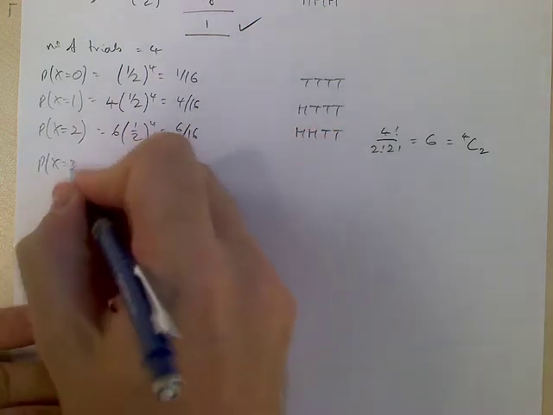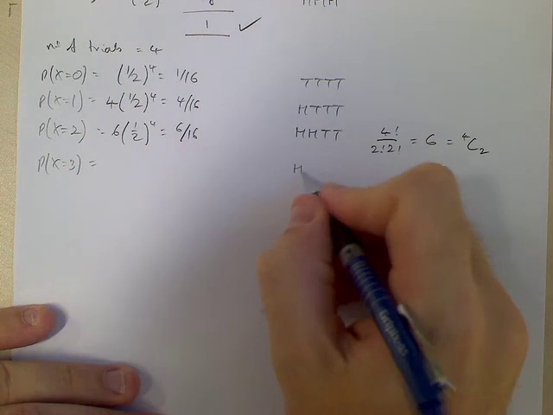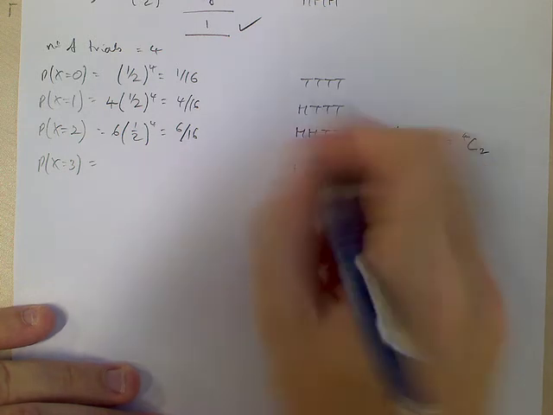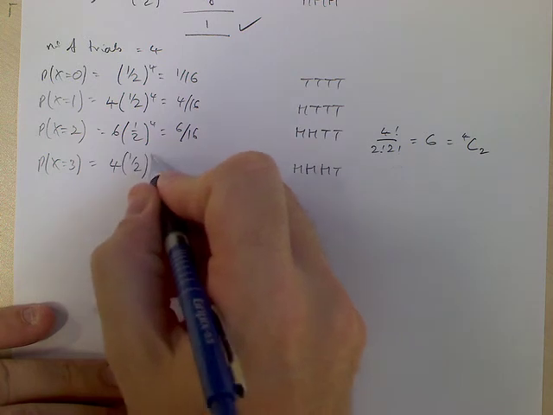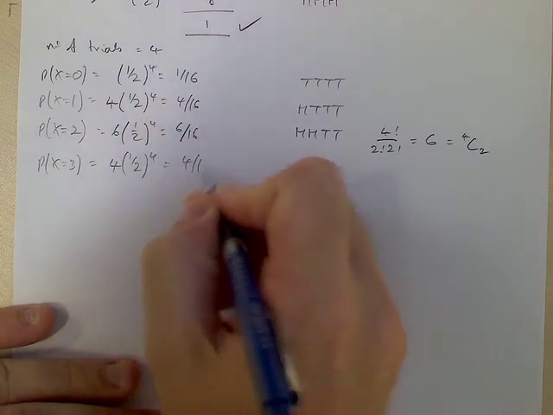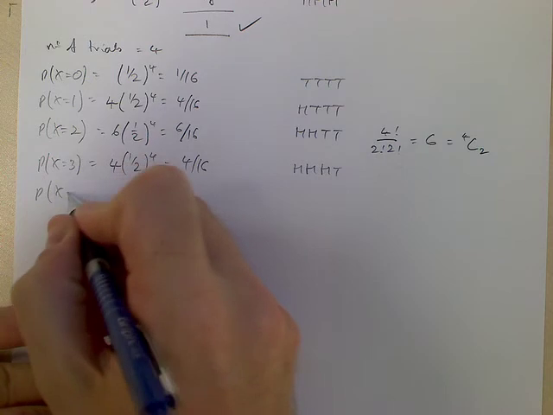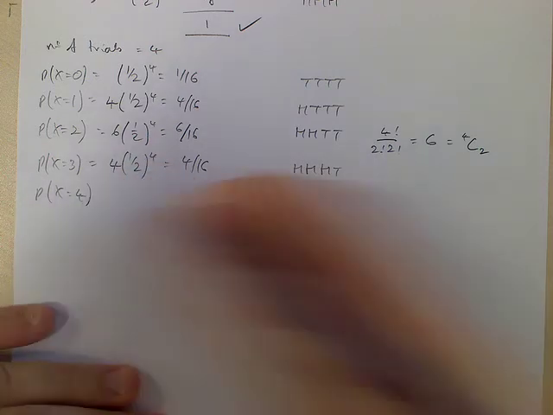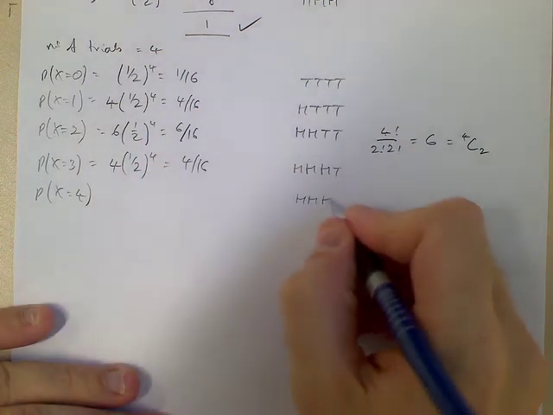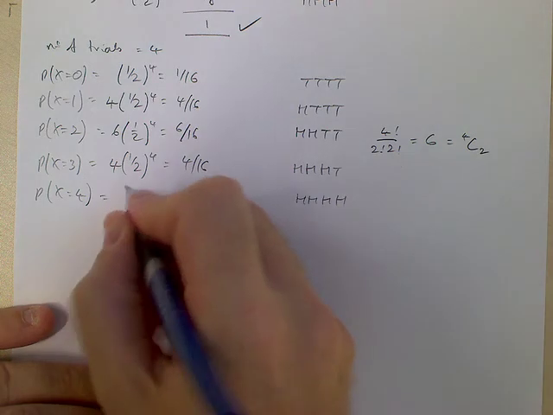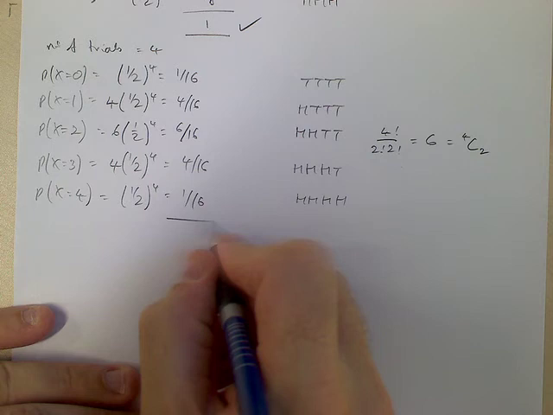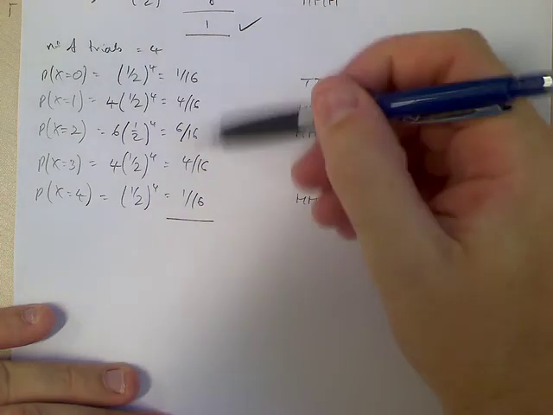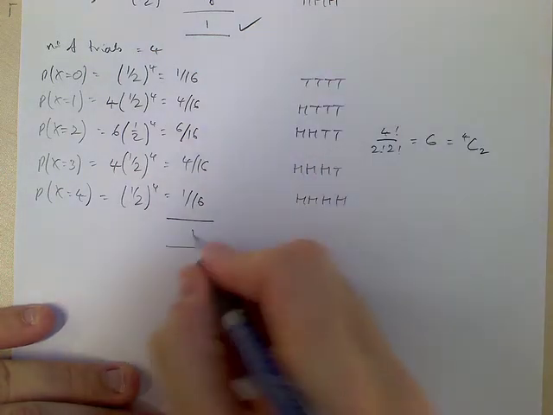Probability of x is 3. Head, head, head, tail. Symmetry with this one. I know there are going to be 4 ways of that. 4 lots of a half to the power of 4. So 4/16. And it gets easier again now. X is 4. Head, head, head, head. Only one way of that. A half to the power of 4. 1/16. Let's just check this. 1, 5, 10, 16. Yeah, adds up to 1.